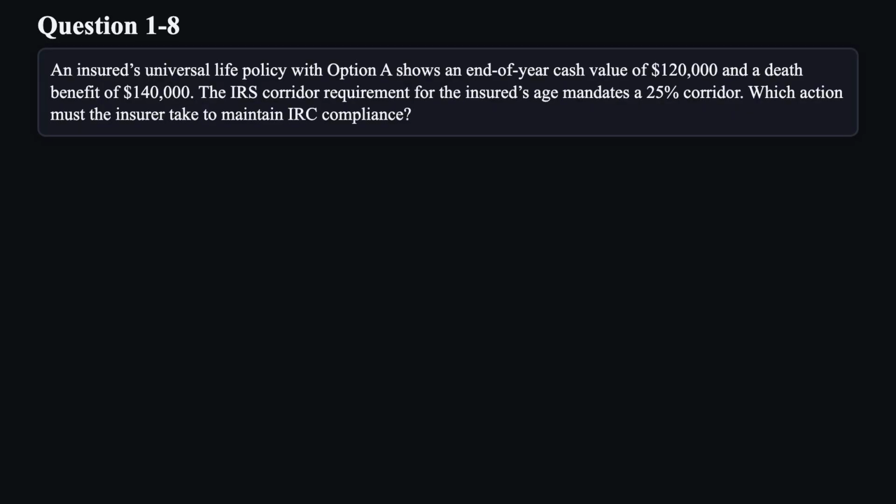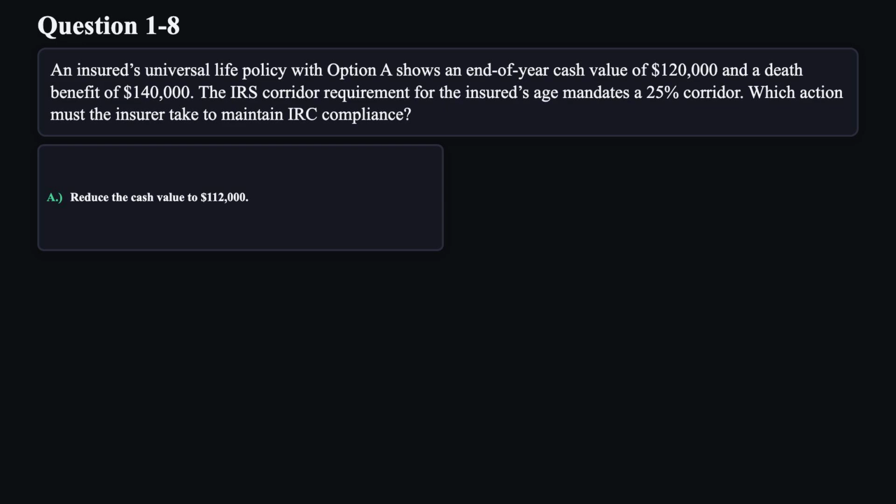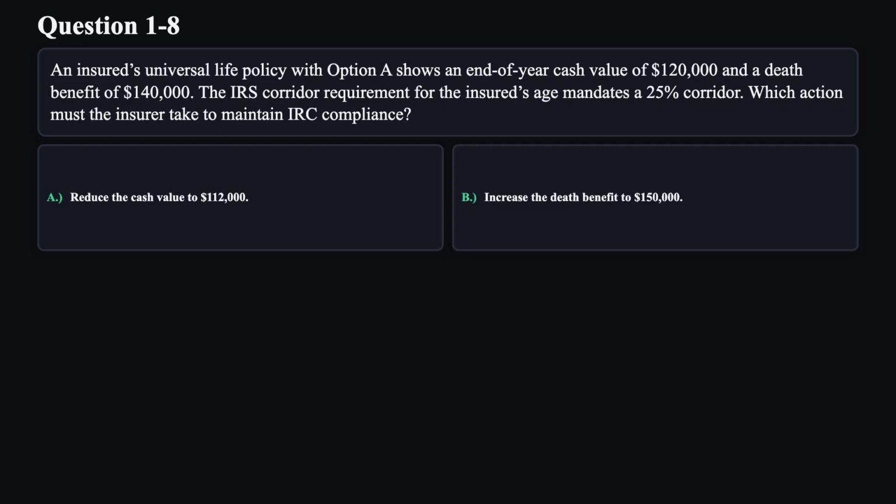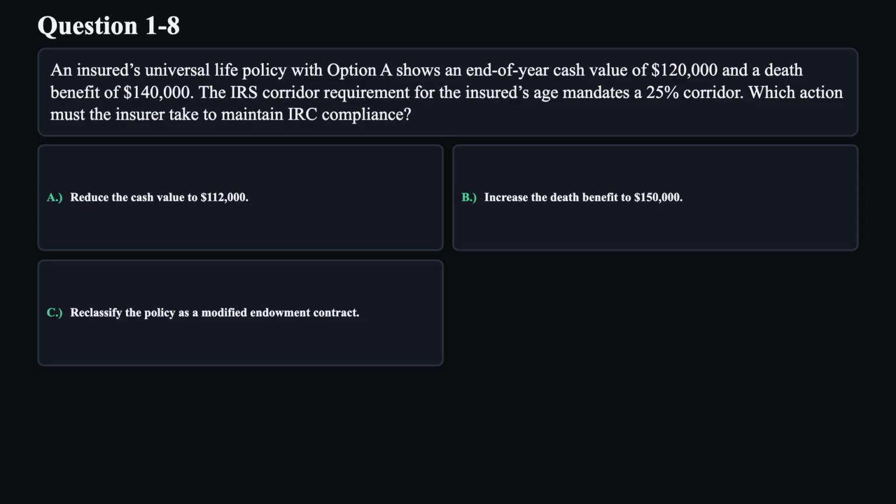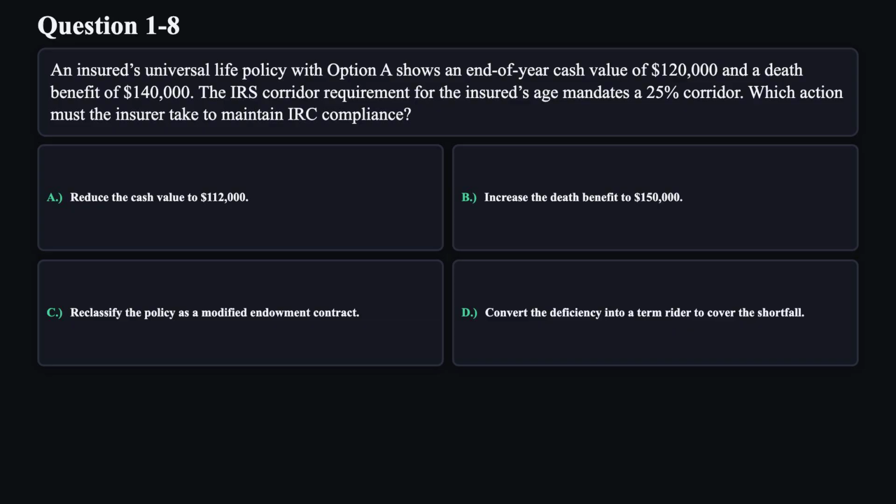Question 8. An insured's universal life policy with option A shows an end-of-year cash value of $120,000 and a death benefit of $140,000. The IRS corridor requirement for the insured's age mandates a 25% corridor. Which action must the insurer take to maintain IRC compliance? A. Reduce the cash value to $112,000. B. Increase the death benefit to $150,000. C. Reclassify the policy as a modified endowment contract. D. Convert the deficiency into a term rider to cover the shortfall.